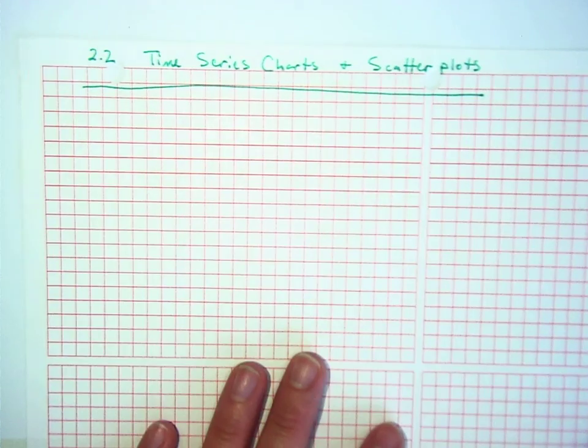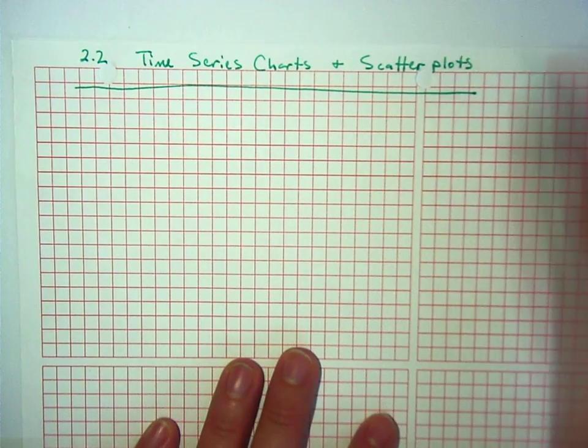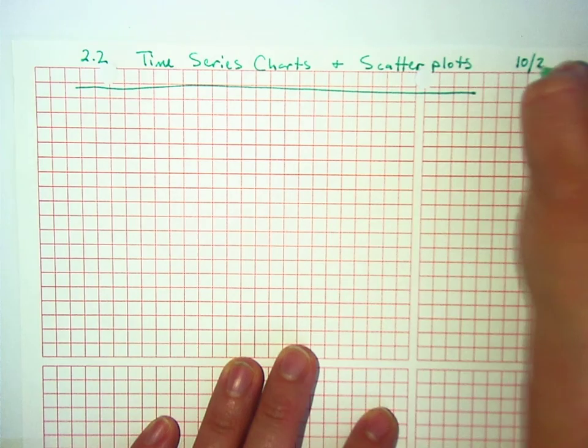All right, so time series charts and scatter plots. Today is 10/20.